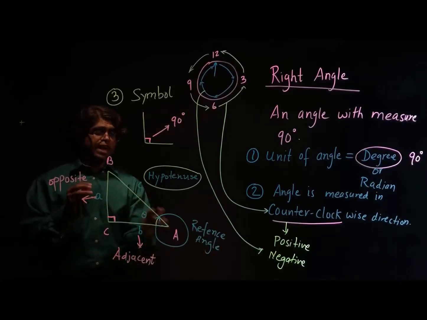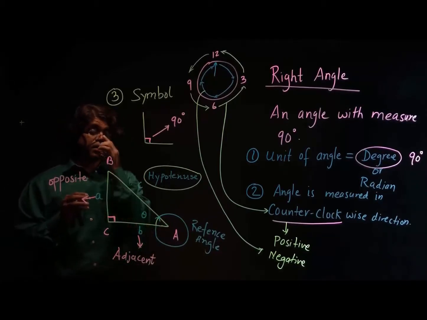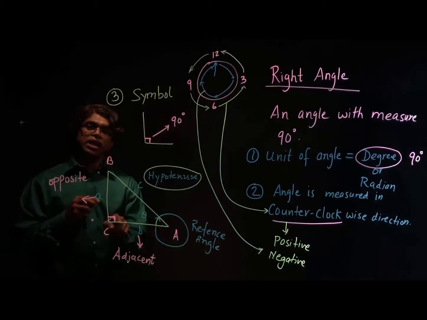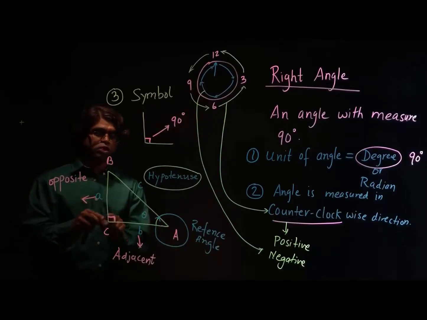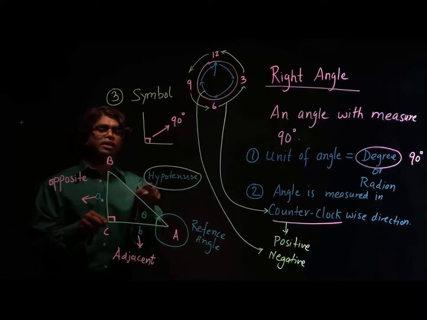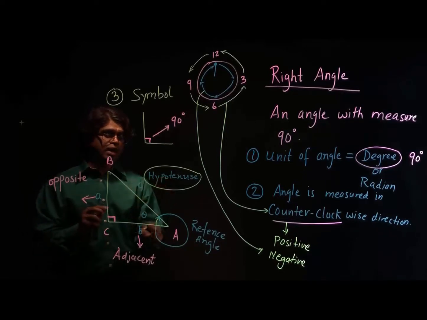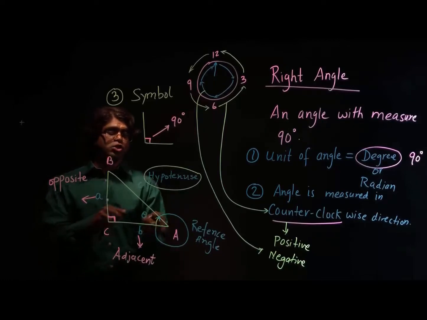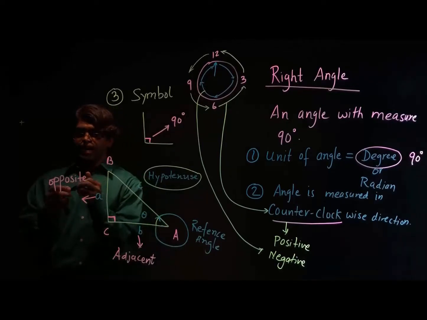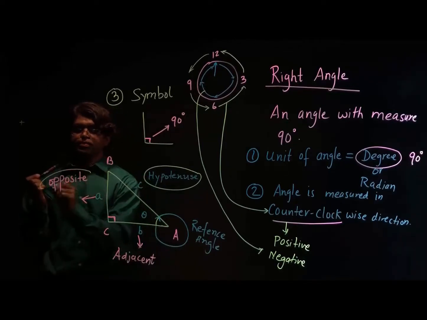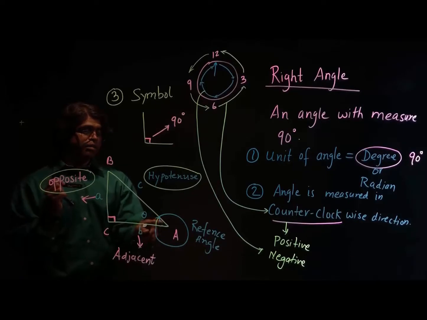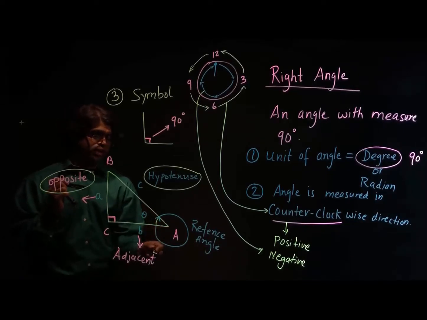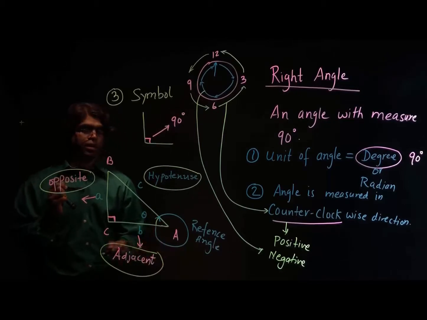So, if ABC is a right triangle at angle C, then the name of the side opposite to the right angle, which is small c, is hypotenuse. If we consider A as the reference angle, then the side opposite to A is called opposite, and the name of the side next to the reference angle is known as adjacent.